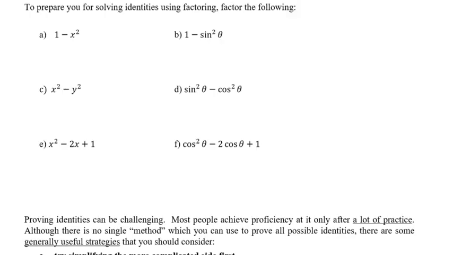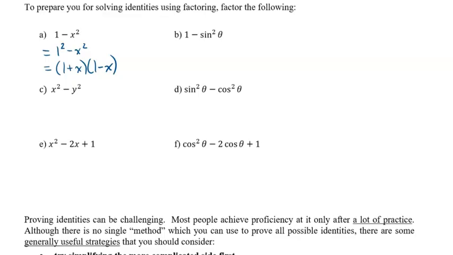So 1 minus x squared. Well, that's a difference of squares. This can be written as 1 squared minus x squared. Well, if you know your difference of squares, that's 1 plus x times 1 minus x. Well, what do we do now when we move to part B here on the right?